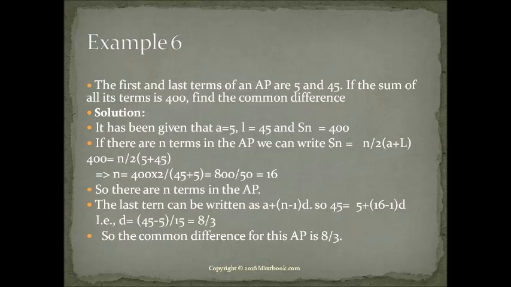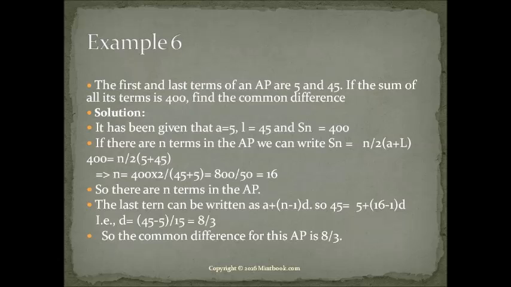Now the last term for this arithmetic progression can be written as a plus n minus 1 into d, which has already been given to us as 45. So we can write 45 is equal to 5 plus 16 minus 1 into d. Now in this equation the only unknown is the common difference d. We can find that out by simplification. We will get d is equal to 45 minus 5 by 15, which is equal to 8 by 3. So the common difference for this arithmetic progression becomes equal to 8 by 3.